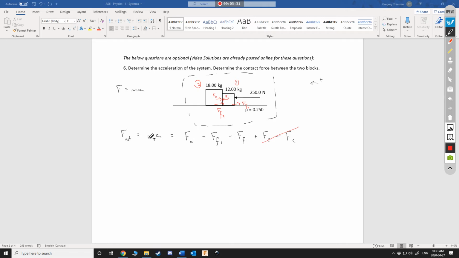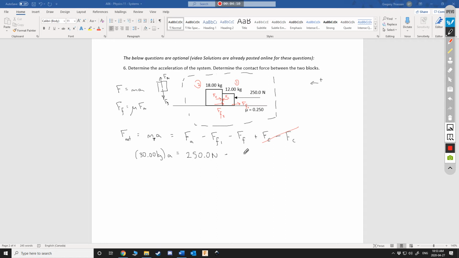So I say, okay, our total mass is 18 plus 12, so we have 30.00 kilograms being accelerated by some amount, which is what we're trying to find. The applied force is 250.0 newtons. Then we have our force of friction. Because they have the same coefficient of friction, I could go ahead and combine them, or I can do them separately. I'll do them separately. Our force of friction is equal to the coefficient of friction multiplied by our normal force. But when I'm looking at our object here, because it's a flat surface, we know our normal force is equal to the force of gravity.